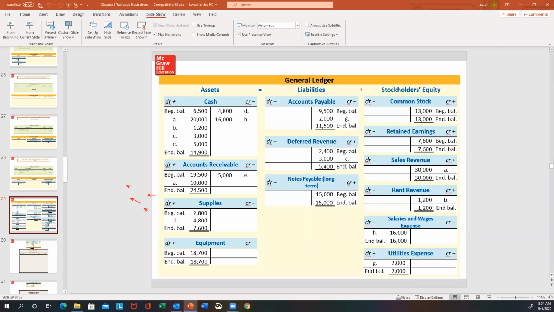And then here's the final summary. Think of this as your ledger, like the T account setup. Notice you got cash with a debit balance. All your assets have debit balances, so that would be normal. All your liabilities have credit balances, so that's normal. And then you've got your equity, you got retained earnings, you got a sales revenue and a rent revenue. On the credit side, that's normal and appropriate. And you got two expenses with debit balances.